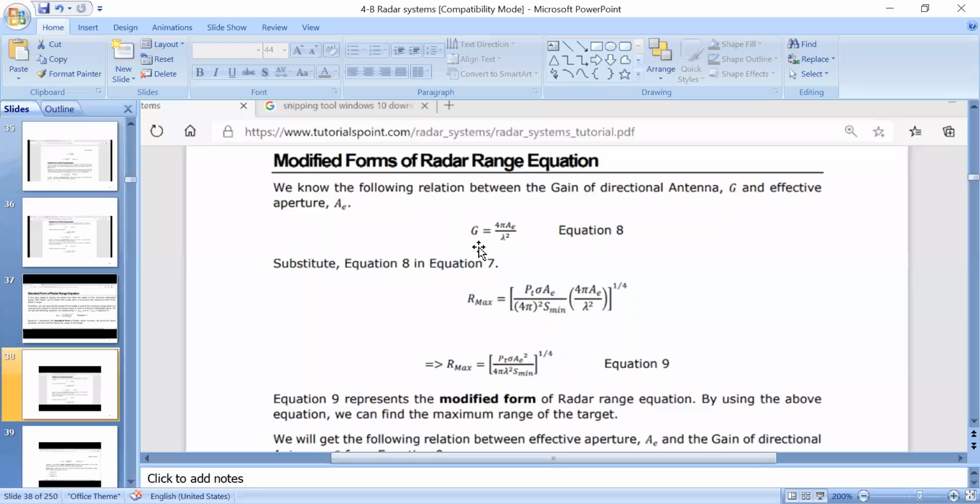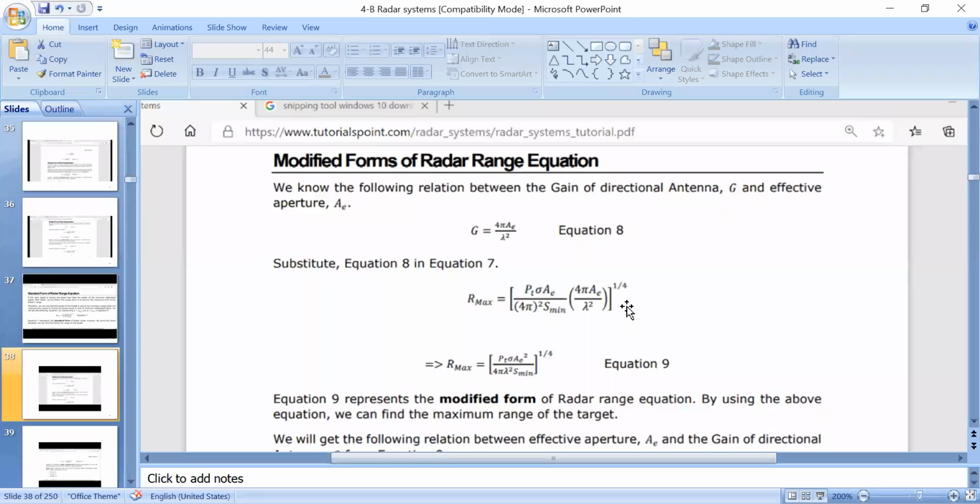What is the formula for gain? 4 pi AE by lambda square. We know this formula from antenna and wave propagation. So now substitute this gain formula into the standard form of radar range equation. You get the modified form of radar range equation. This is one form of modified radar range equation.